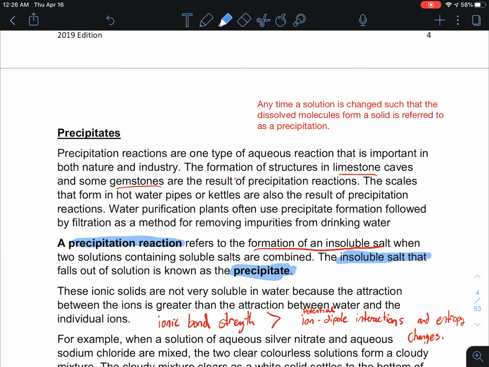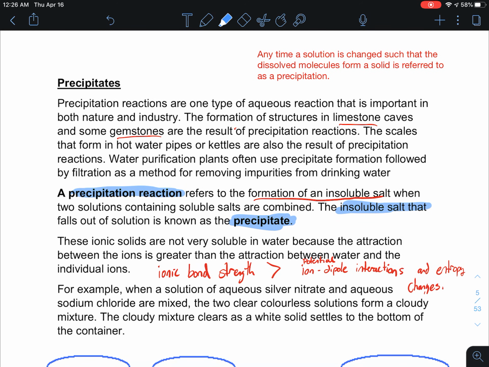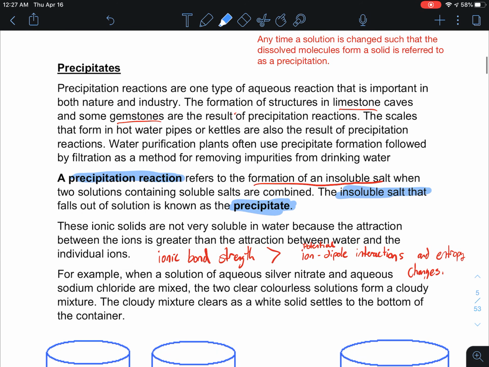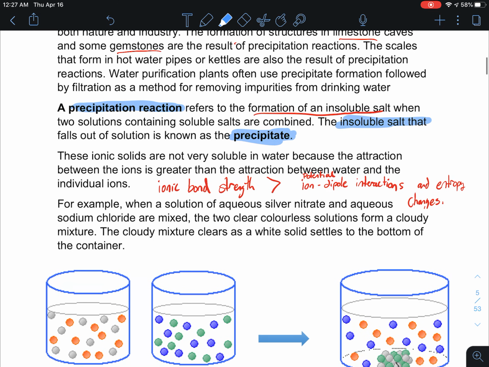And this can happen in a couple of different ways. It doesn't require a reaction to do that. As I mentioned, in the case of kidney stones, they really form because the person has a lack of water, and that lack of water causes the salt to be less soluble. But a precipitation reaction can also occur where you mix two solutions together.